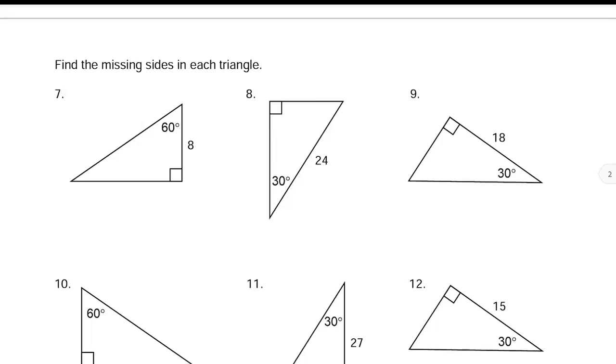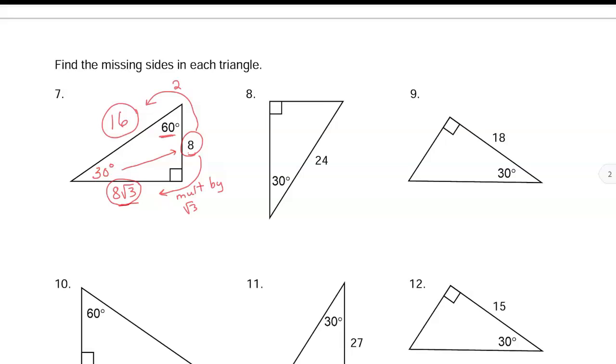Okay, answers for 7 through 9. The missing sides are the hypotenuse and this leg on the bottom. Now I have an 8 on a leg, and the 60-degree angle is already given. That means the remaining angle must be 30 degrees. So 8 is actually on the shortest leg. It's across from the 30-degree angle. That means if I multiply by root 3, I will get the longer leg. So the longer leg is 8 root 3. And then if I take the short leg and multiply by 2, I'll get 16 for the hypotenuse.